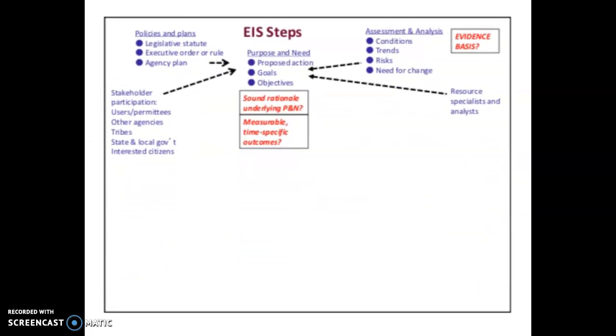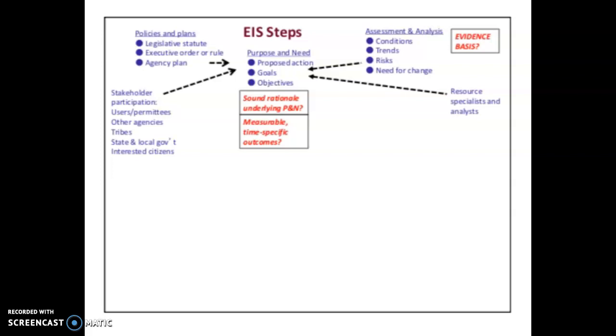So building off the purpose and need, we then prepare for the scoping process. So this will be guided and informed by the assessments and analysis, as well as the policies and plans. It will include initial interactions with stakeholders and resource specialists and analysts, to identify that we have a good rationale that underlies the purpose and need. Are the outcomes going to be measurable, and is it evidence-based?